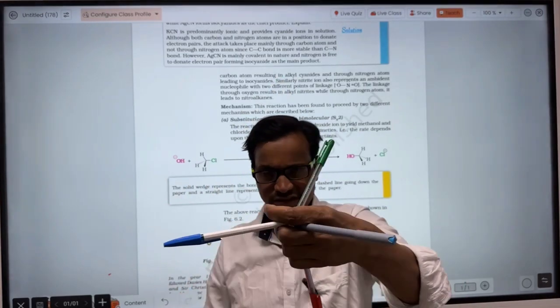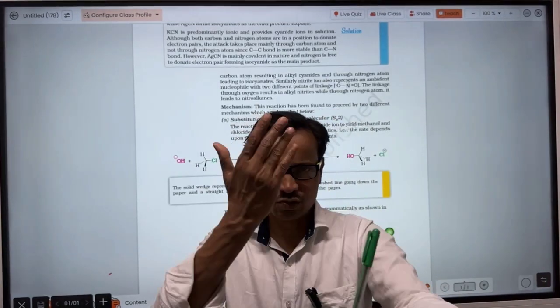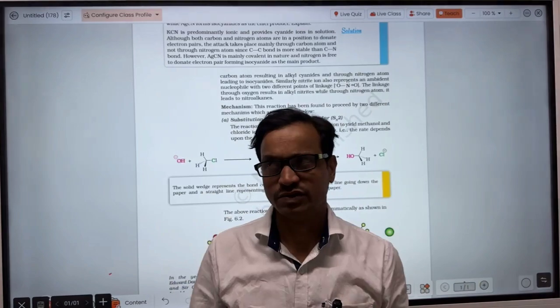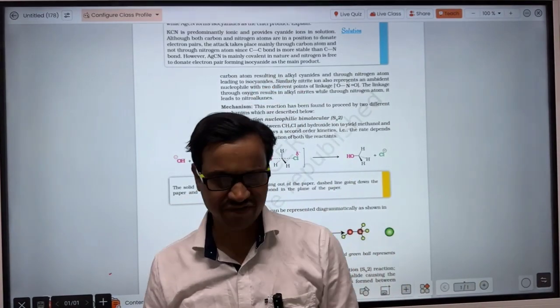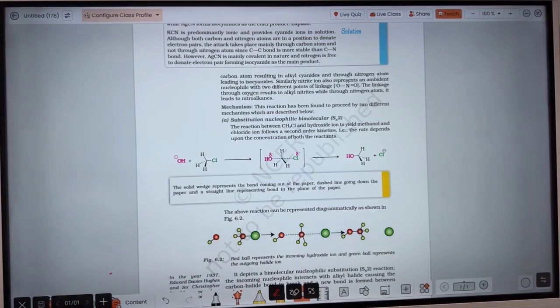So the solid wedge represents the bond or the groups which are towards the observer, and the dashed wedge represents the groups which are away from the observer. So finally, what will happen?